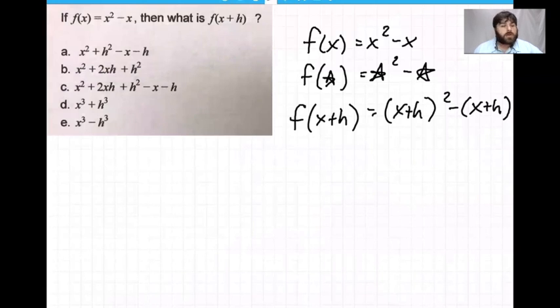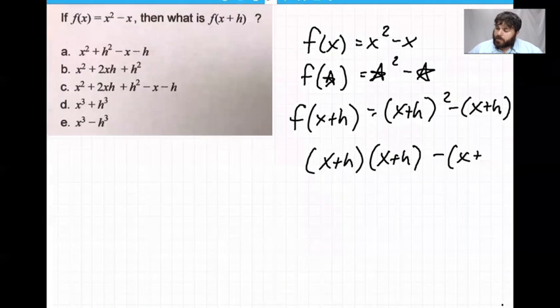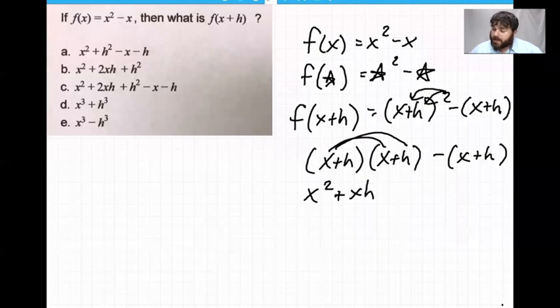Now, of course, none of our answers look like that because we're supposed to simplify this thing. So what we can do is actually square x plus h. Don't forget, when you square something, you have to multiply it out twice. And that's what we would do there, multiply it out twice. You cannot square the x and square the h. It doesn't work that way. We have to do this whole process of distributing: x times x is x squared, x times h is xh, h times x is xh.